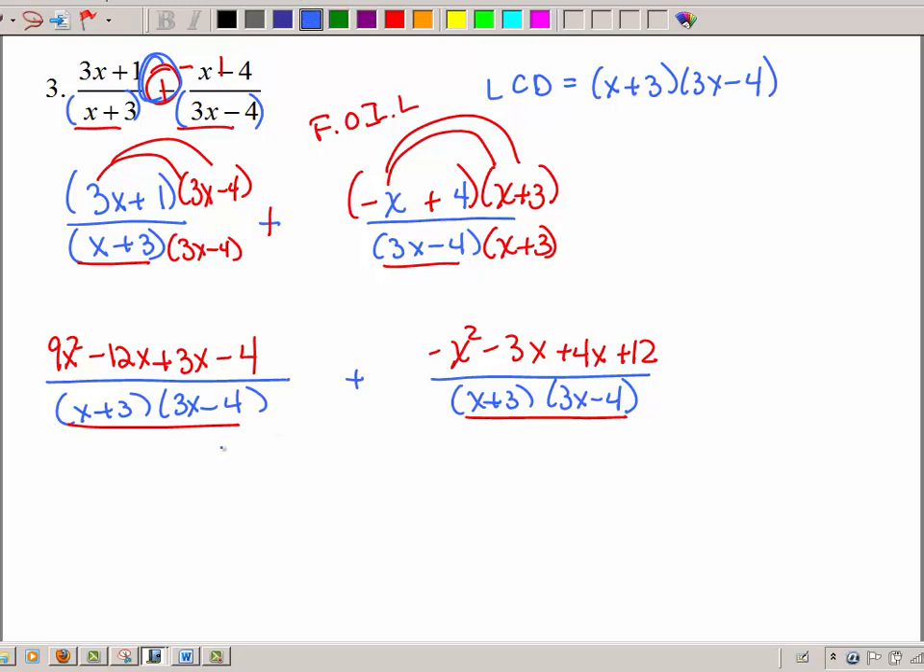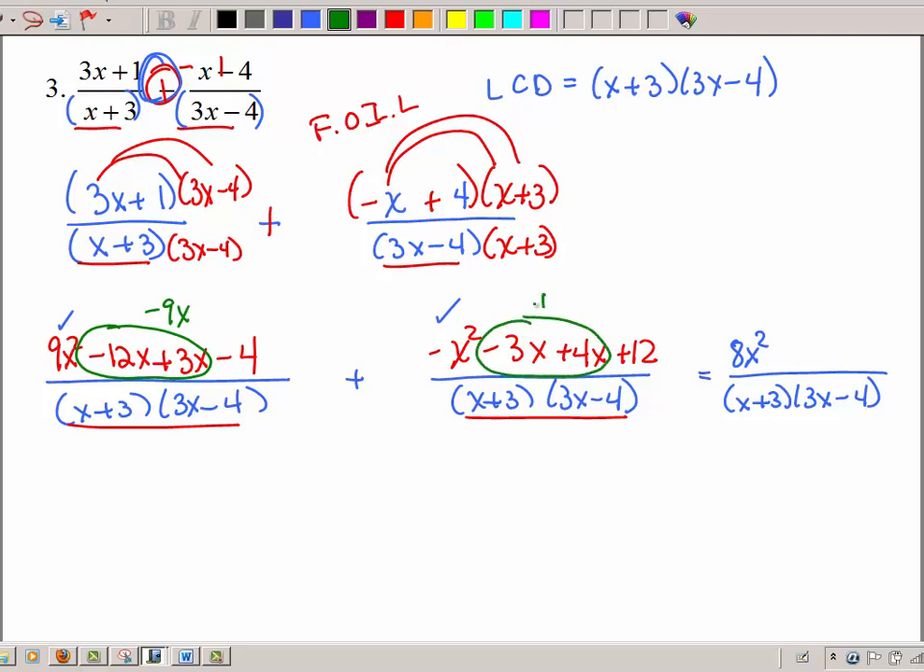So now since I have the same denominator, I can keep that denominator and collect like terms in the numerator. So 9x squared minus 1x squared is positive 8x squared. Then those combine to make a negative 9x, and those combine to make a positive 1x. So adding those together, I get a negative 8x. Then negative 4 and positive 12 is positive 8.